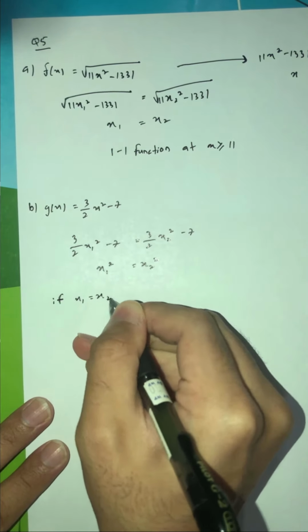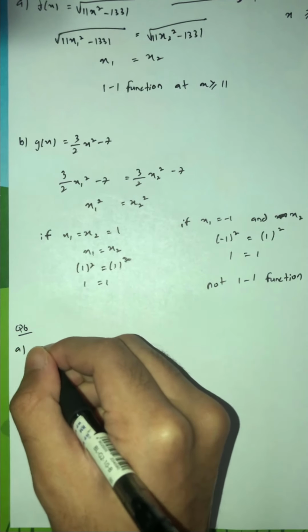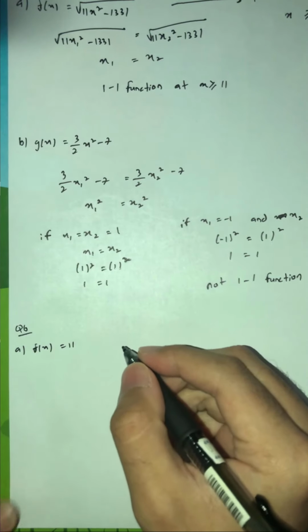Okay, now let us proceed with question 6. Question 6 asks us to determine whether the following are many-to-one functions. Okay, many-to-one function. So the first equation is f(x) equal to 11.